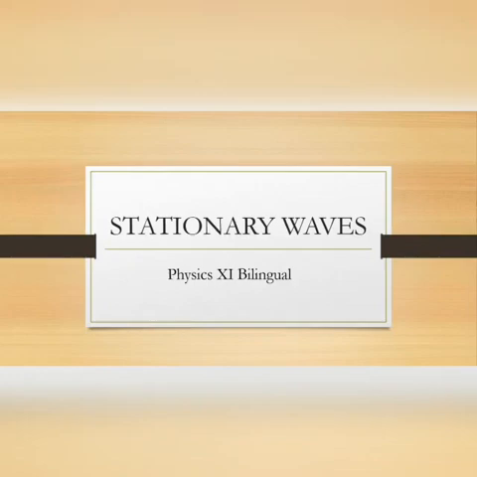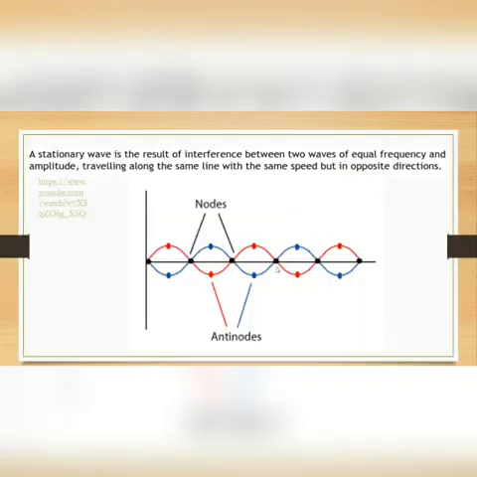Good morning. The next wave that we are going to discuss is stationary waves. Stationary waves are produced by superposition of two progressive waves of equal amplitude and frequency traveling with the same speed but in opposite directions. So here we have a simple diagram of a stationary wave, or a standing wave. We have here nodes and antinodes.